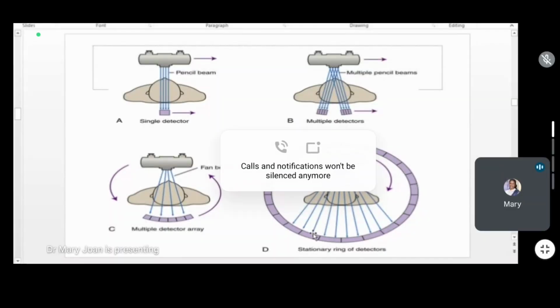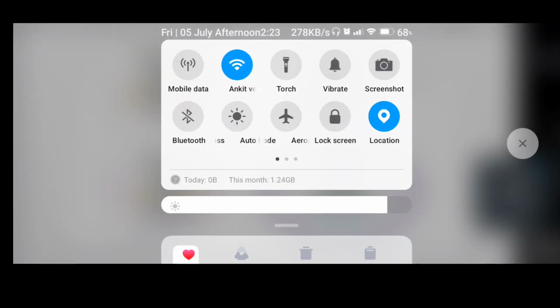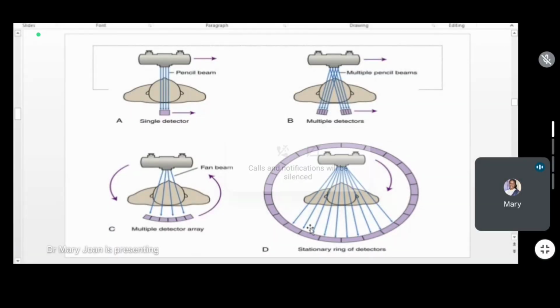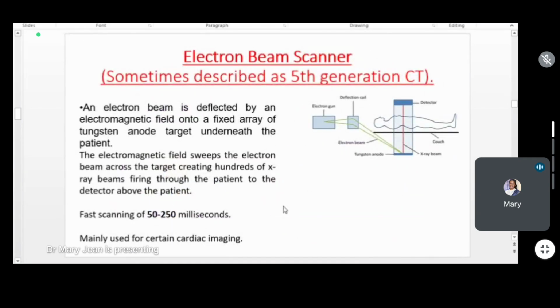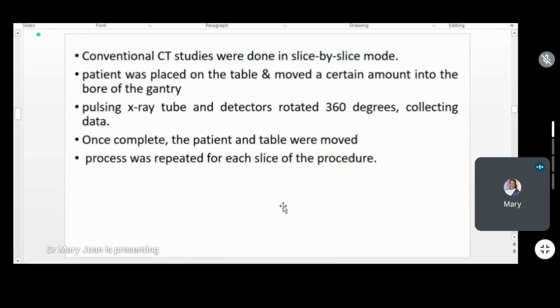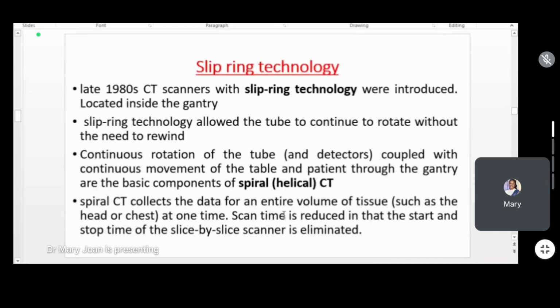So the cable length would need to be very long. Initially it was not so, so it used to do like this: take one arc, then go back, then take the opposite arc. With the slip ring technology, it became possible to acquire the whole cycle in one go, so it did not need to rewind the cable to cover the full rotation.